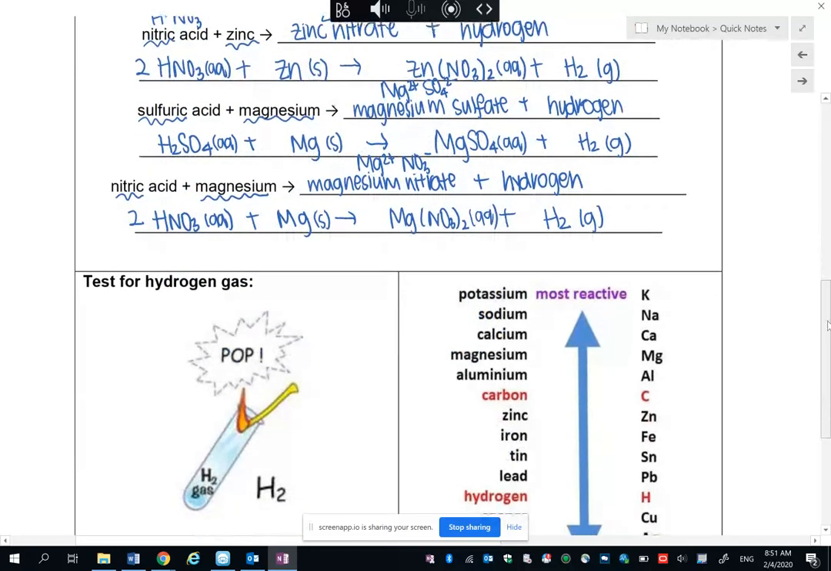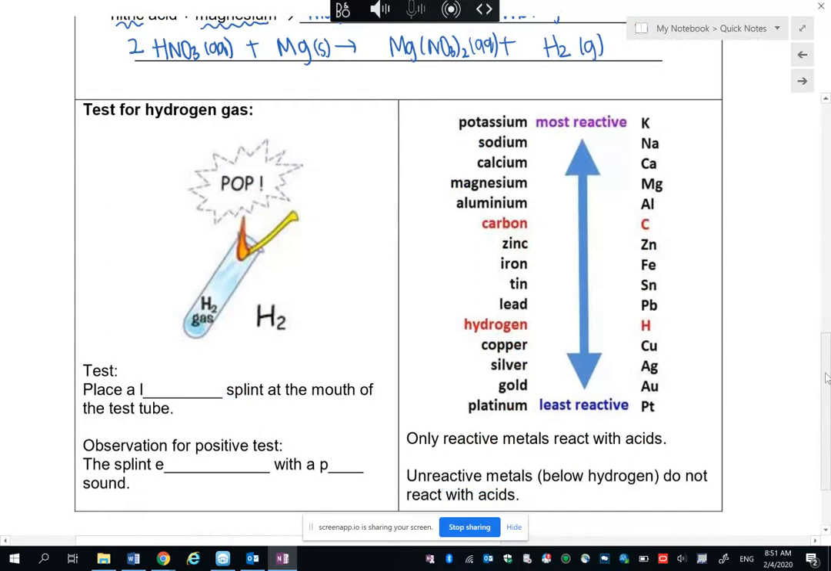The next part I've already gone through with you. So it's to put a lighted splint. It will extinguish with a pop. So you'll notice that your copper, silver, gold, and platinum as well, they don't react with acids. We'll cover this more on the metals.